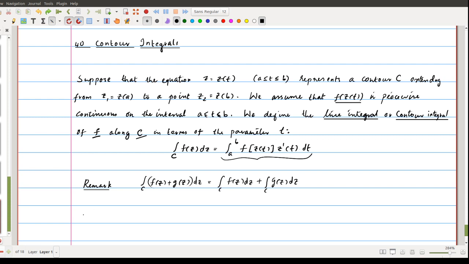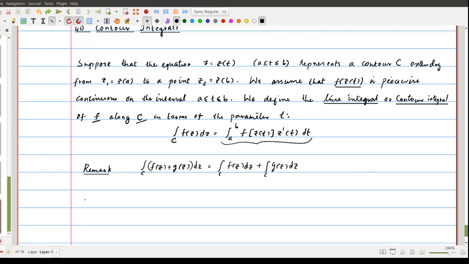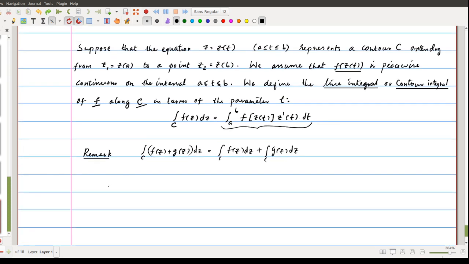And the interesting fact about this contour integral is what happens if we define a contour in the opposite direction. If z equal to z of t is a contour with a less than or equal to t less than or equal to b, then you can define another contour, which we call z prime, with z prime of t equal to z of minus t. So we define the contour in the other direction.